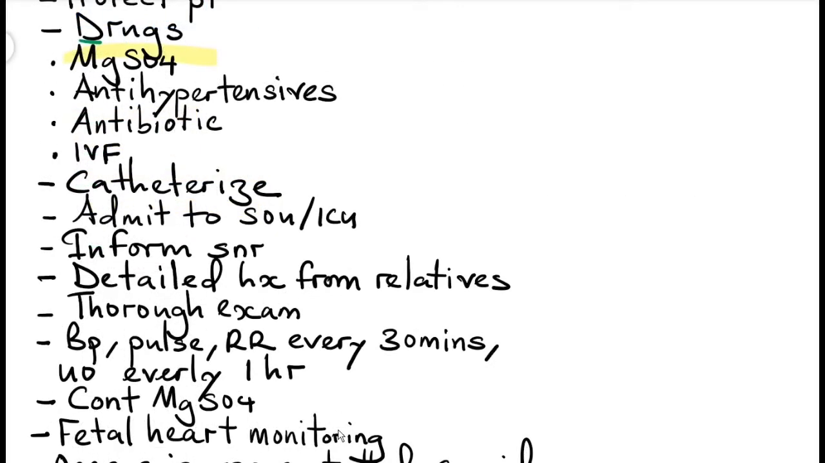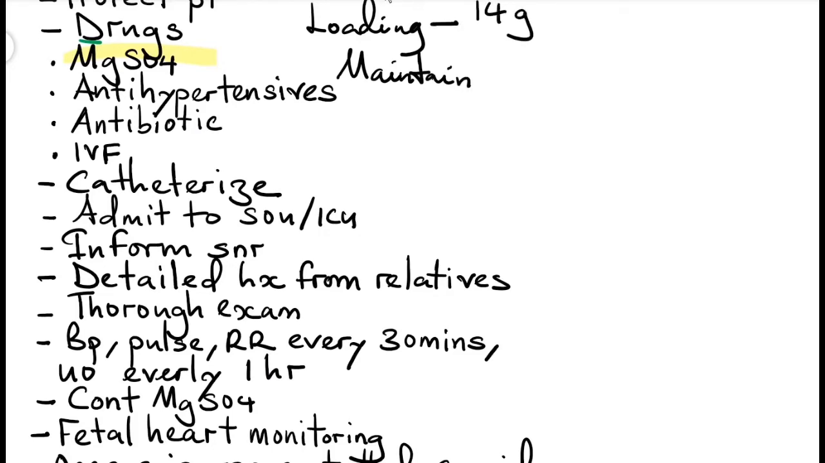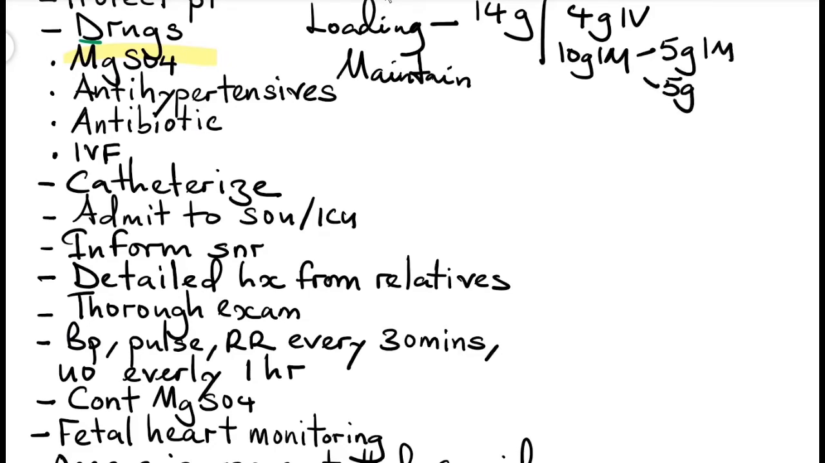Start these patients on magnesium sulfate. Magnesium sulfate, there's the loading dose and the maintenance dose. In the loading dose, it's 14 grams, which is 4 grams given intravenously and 10 grams intramuscular. The 10 grams, you divide it, 5 grams in one buttock, 5 grams in the other buttock.